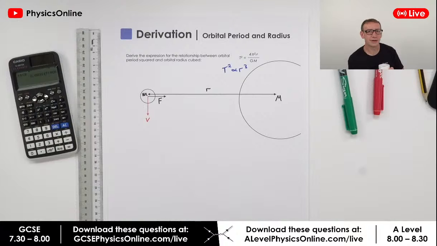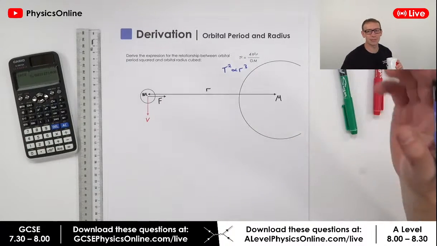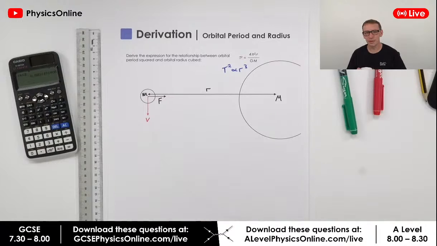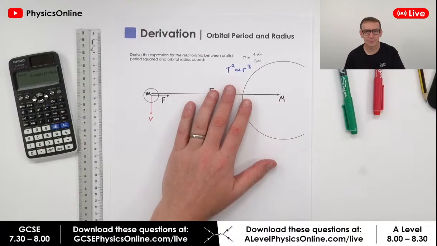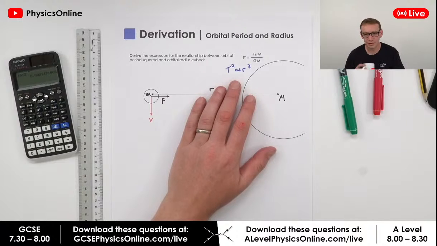Some exam boards actually look at Kepler's first and second law as well, about the area swept out over equal time periods. But a lot of them refer to this equation, but they don't actually refer to Kepler himself. So this is Kepler's third law.